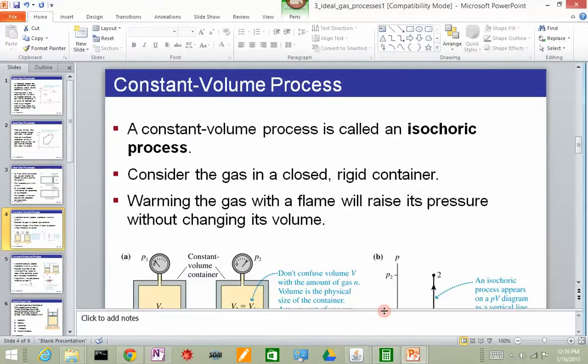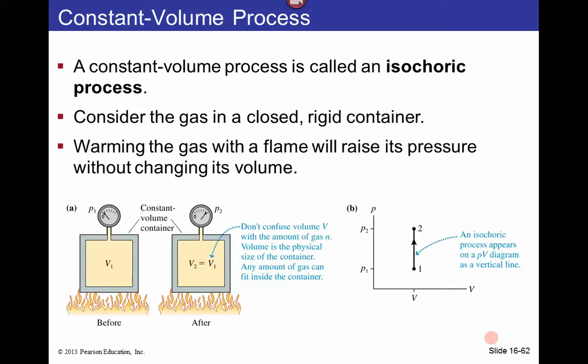So a constant volume process is called an isochoric process, and the volume doesn't change, and you can obtain this type of process by either cooling the gas or heating the gas, and this is the representation in a PV diagram.